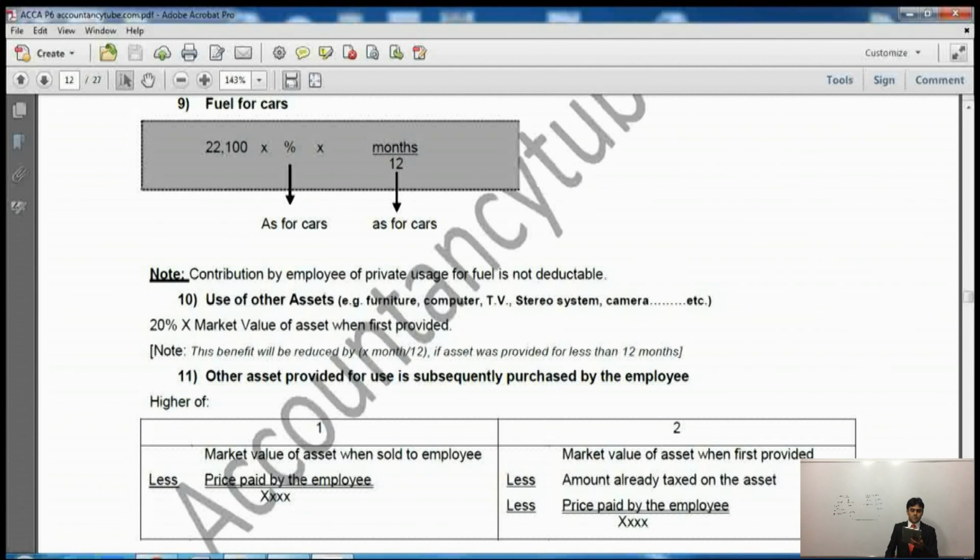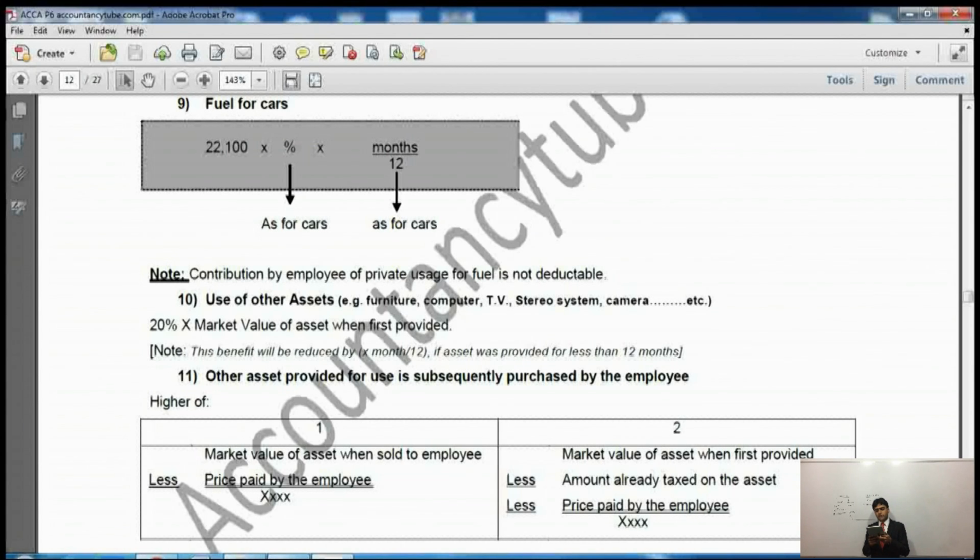After that it says the contribution by employee of private use of fuel is not deductible. Say for example, if the employee is using the car for private journeys to go out with the family, and the employee is contributing something, the person who is working contributes something, then that part will not be deductible.